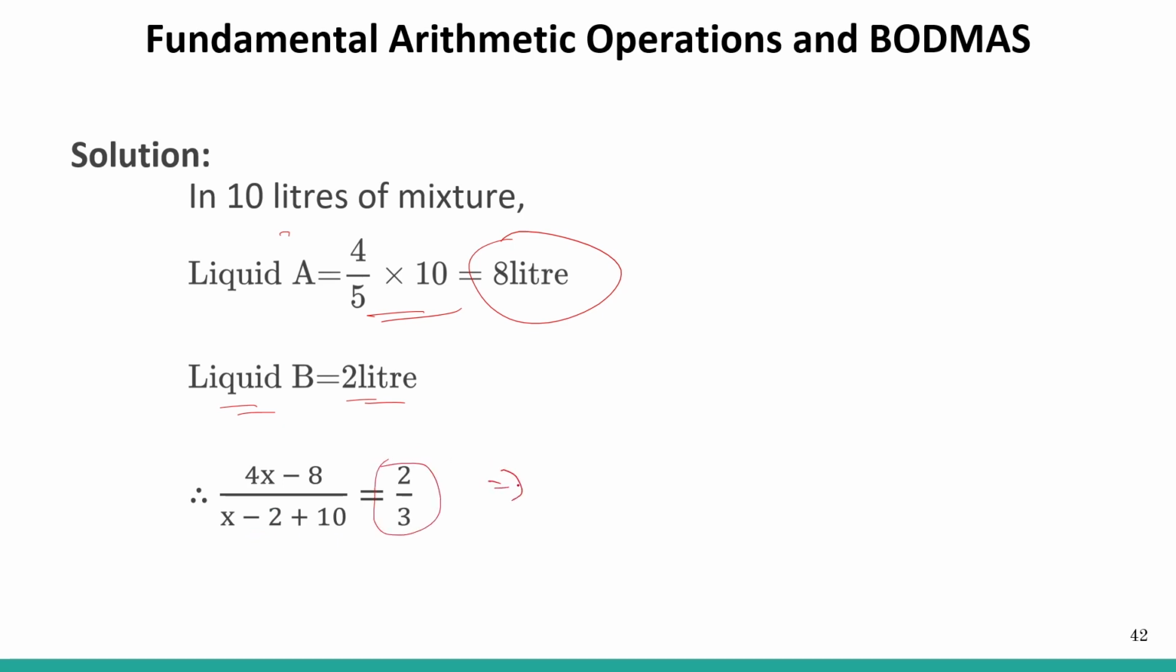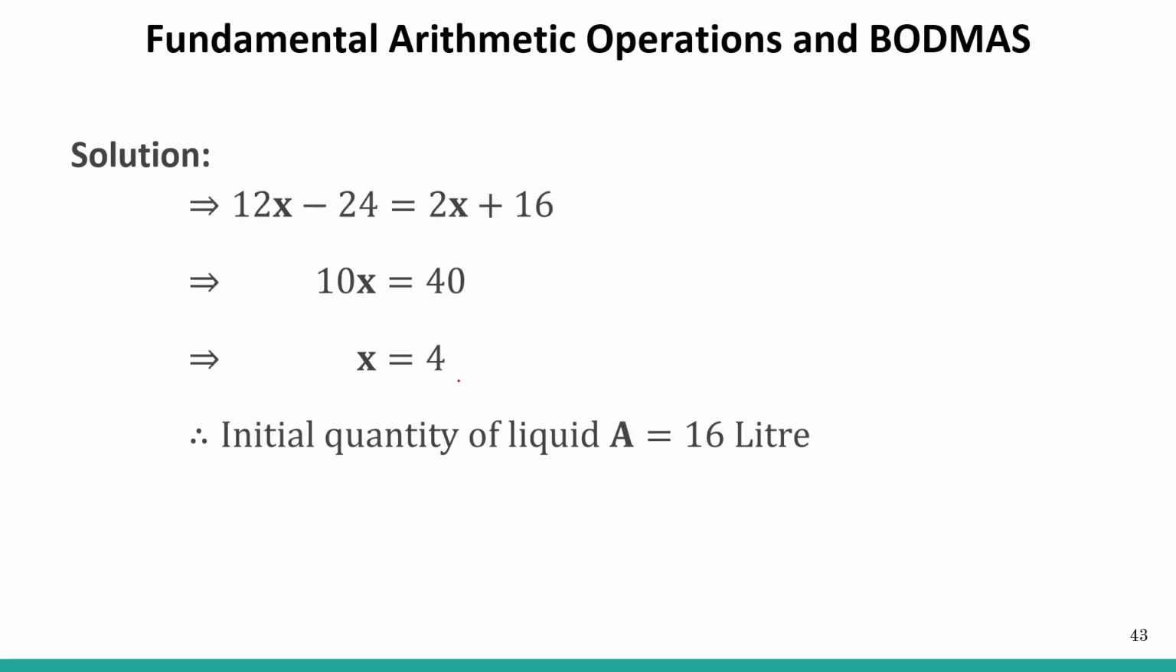So solving this, what we will get is 12x minus 24 is equal to 2x minus 4 plus 20. So this implies that 10x minus 24 is equal to what? 16. So this implies that 10x is equal to 16 plus 24, which is equal to 40. So this implies that x is equal to what? 4. Okay, so x is equal to 4.